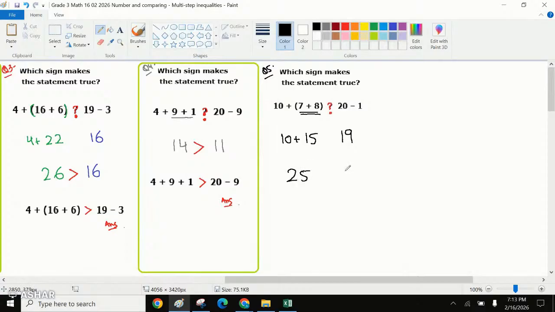25, and the other number was 19. So which number is greater? Yes, 25 is greater. So what we can do in this statement is, we can write the statement and we can replace the sign with the greater. And we can say that 10 plus 7 plus 8 is greater than 20 minus 1.